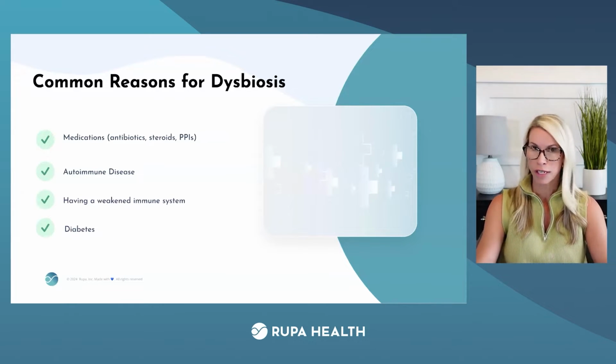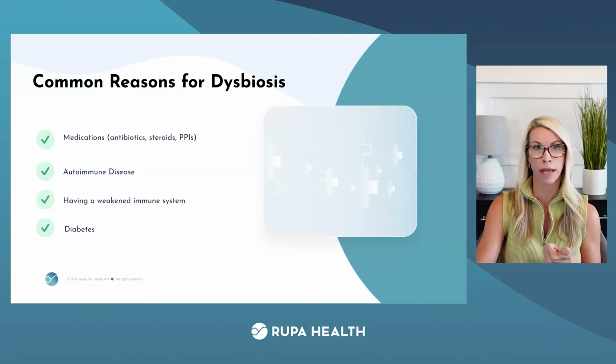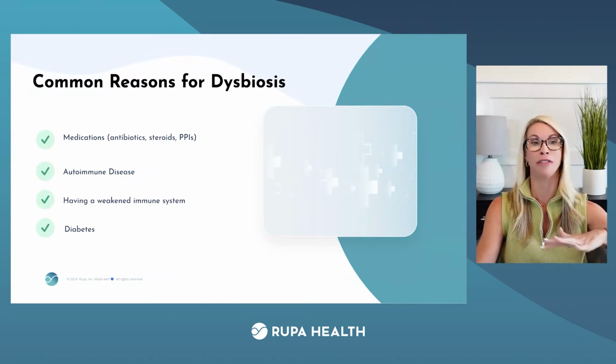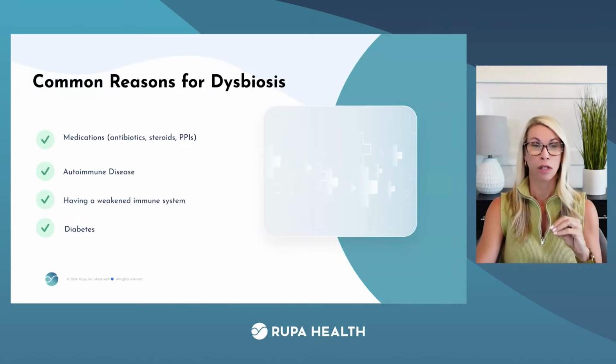So, some reasons for this dysbiosis or this imbalance, it could be things like medications. It could be frequent or recurrent antibiotic use. It could be steroids. It could also be proton pump inhibitors. By lowering the acid in the stomach, you're creating more of an environment for pathogens like Candida to become overgrown.